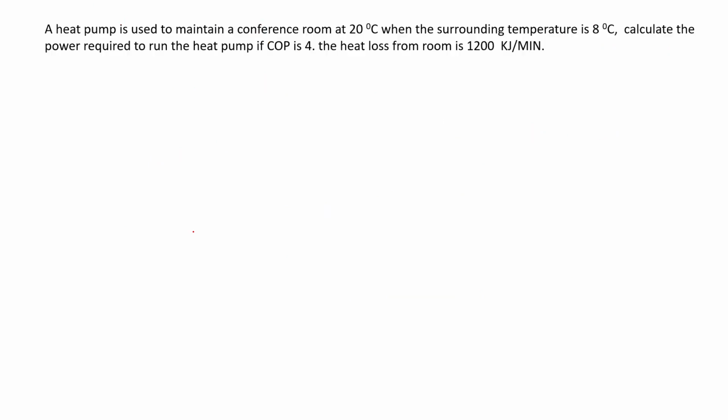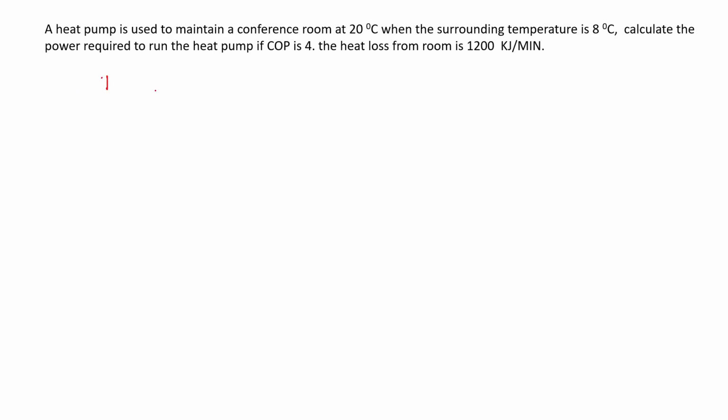Now we will go to the next problem. A heat pump is used to maintain a conference room at 20 degrees Celsius when the surrounding temperature is 8 degrees Celsius. Calculate the power required to run the heat pump if COP is 4 and the heat loss from the room is 1200 kilojoule per minute. Okay, so this you have to solve.